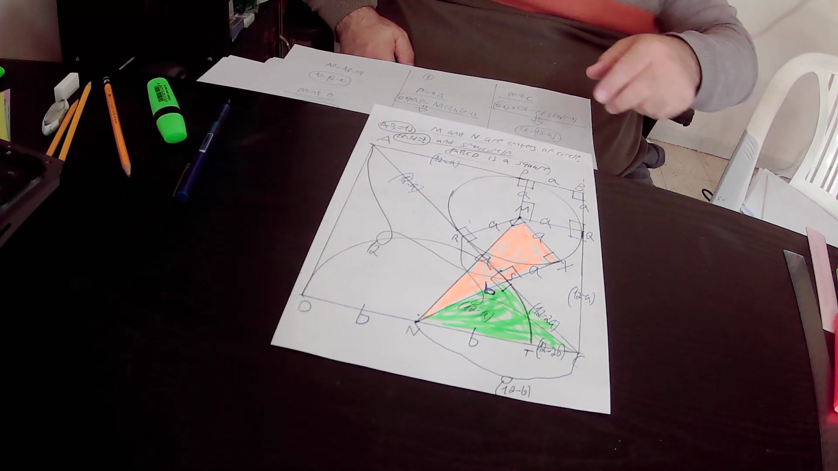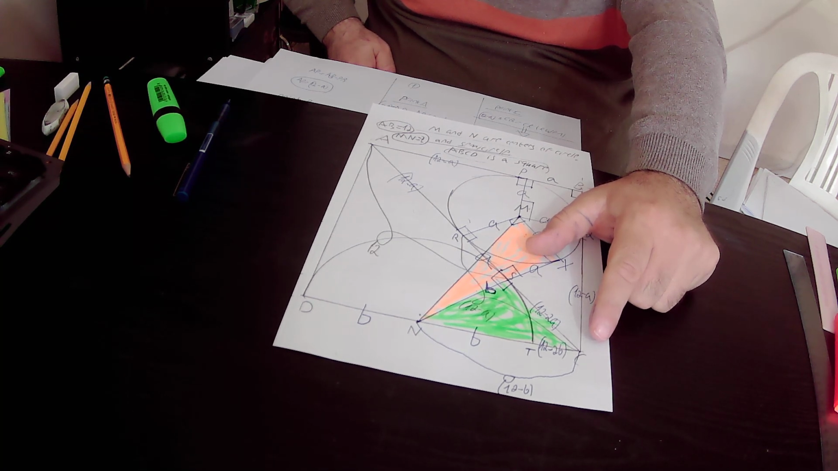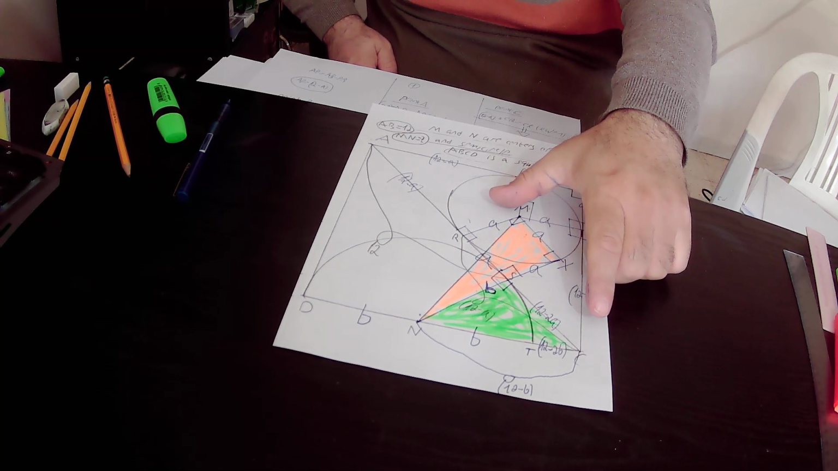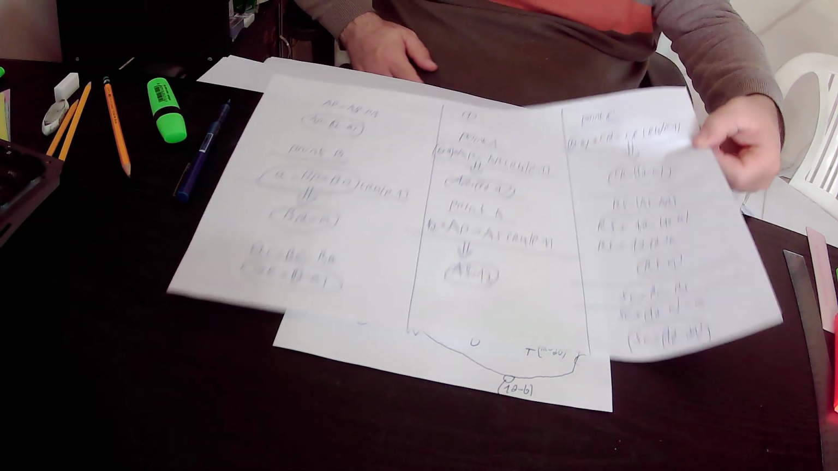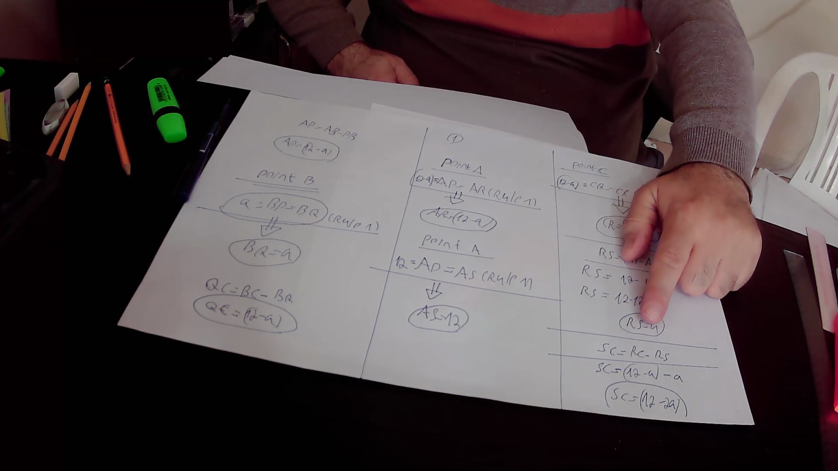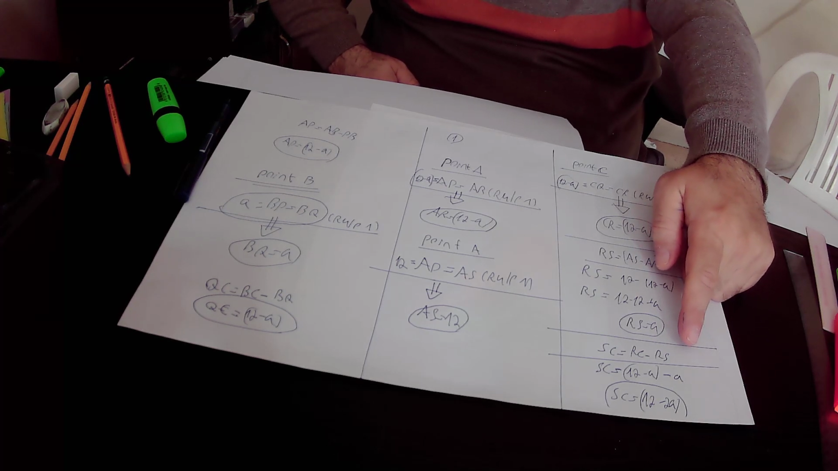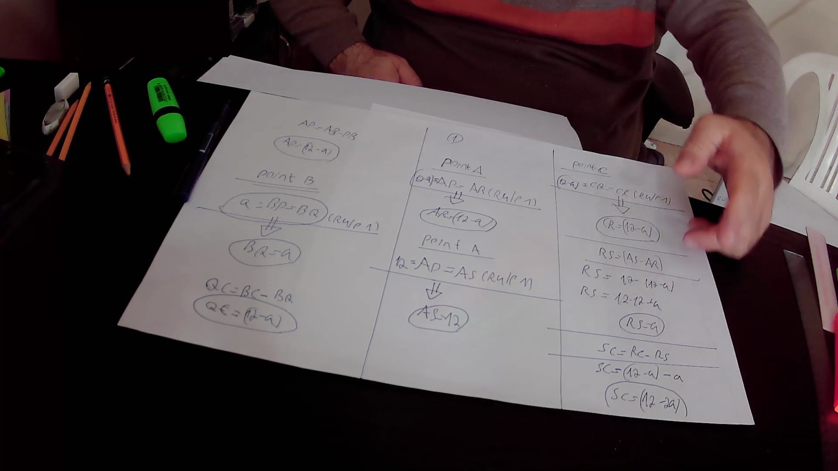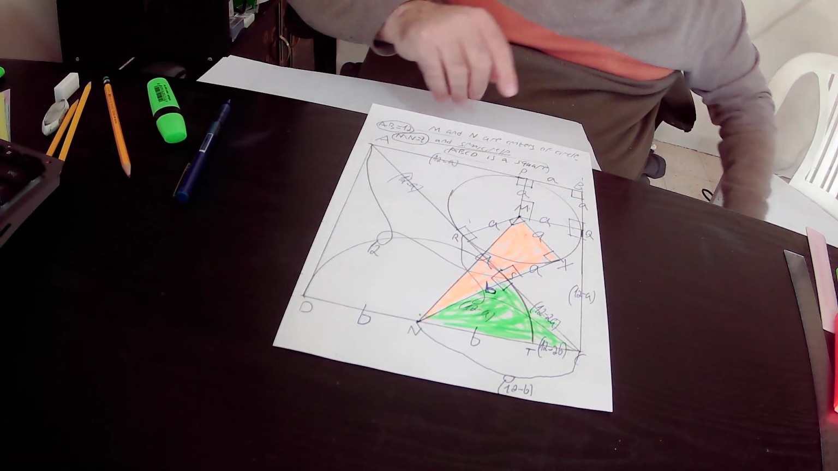And then we found out the value of line segment SC. What is the value of line segment SC? The length of line segment SC will be equal to RC minus RS. Again, SC is equal to RC minus RS. So SC equals RC, that is 12 minus A, minus RS, that is A. So in conclusion, SC equals 12 minus A minus A, which is 12 minus 2A.